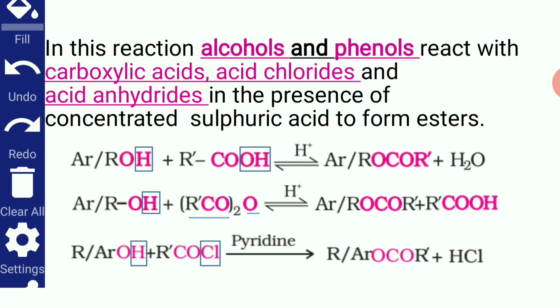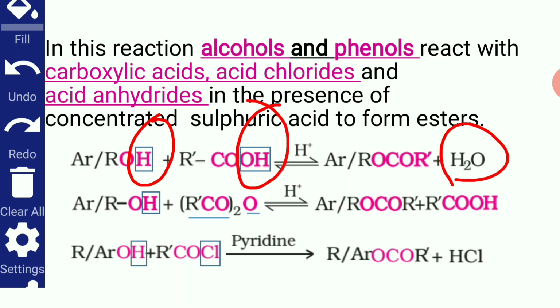So, in the reaction, the hydrogen of alcohols or phenols and the hydroxyl group of the acid combine to form water, and the remaining parts, that is RO and RCO, combine to form the ester.